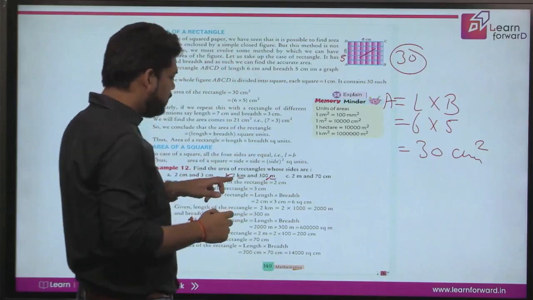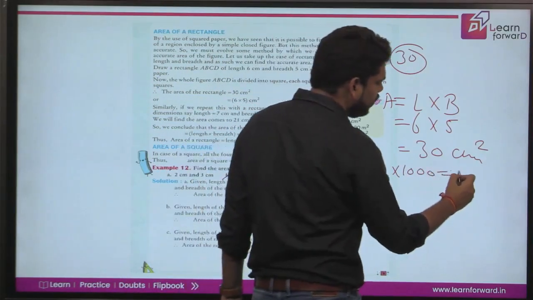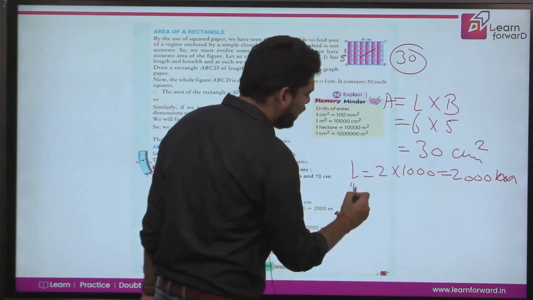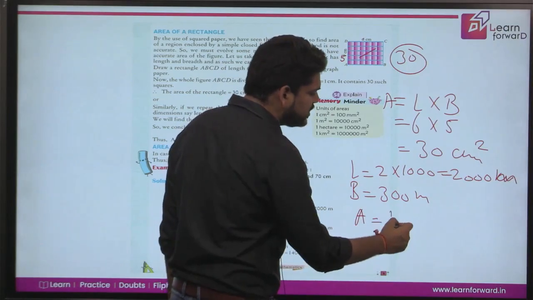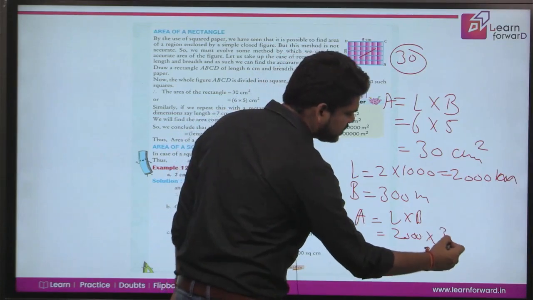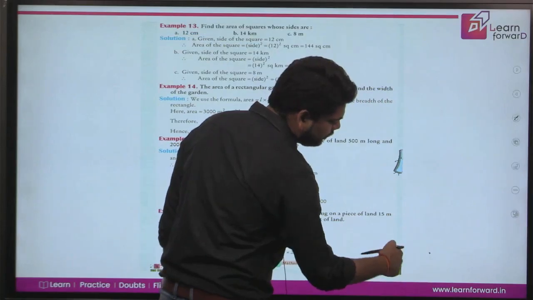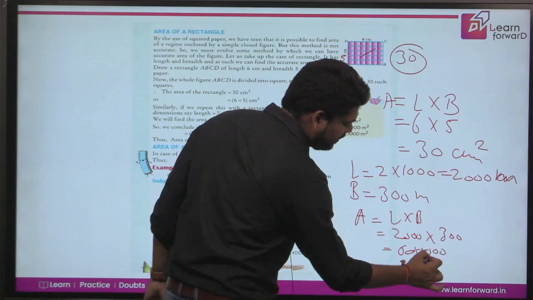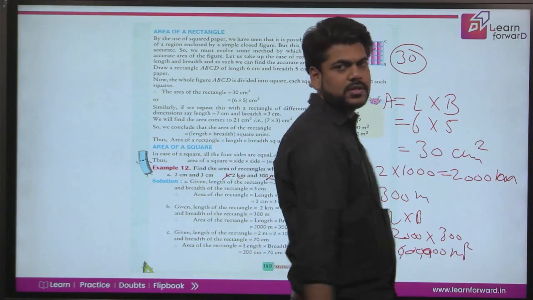3. That means the length is 2 into 1000, 2000 meter, and the breadth is 300 meter. So the area of rectangle is length into breadth. Length is 2000, breadth is 300. Answer is 6, and 5 zeros. So the answer is 6 lakh meter square.